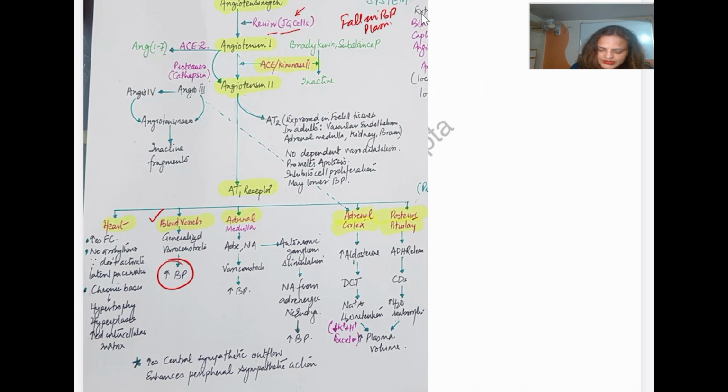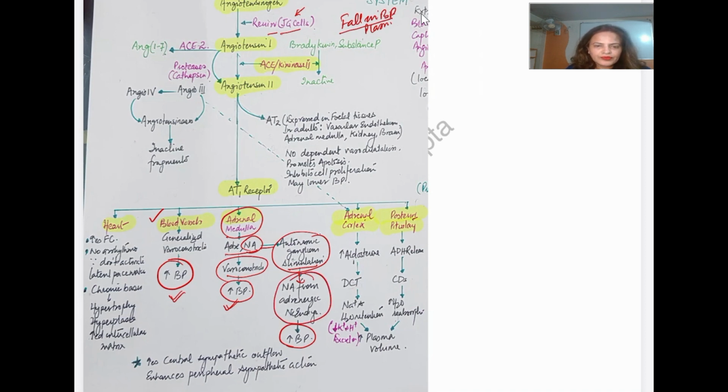Another way is that it also acts on the adrenal medulla, causing a release of both epinephrine and norepinephrine. You know they cause vasoconstriction, and again there is a rise in blood pressure. So the system was stimulated by a fall in blood pressure, and by activating this system there is a rise in blood pressure. Then another way: this norepinephrine stimulates the autonomic ganglion, and norepinephrine is released from the adrenergic neurons, and there is an increase in blood pressure.